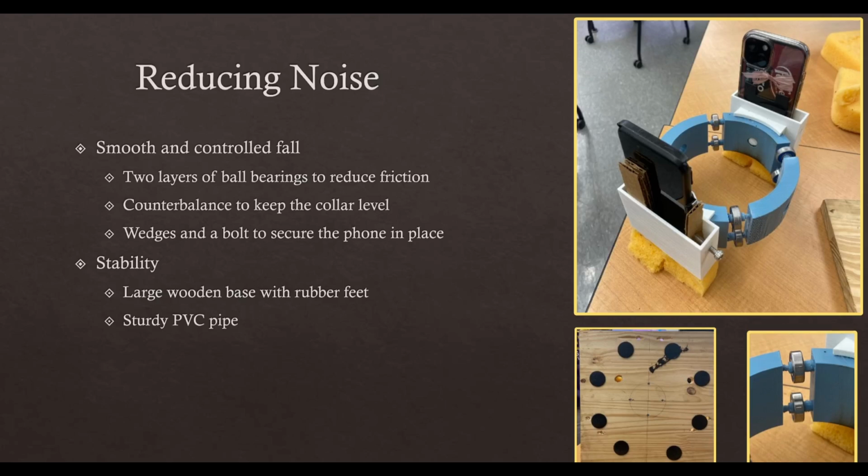And finally, to reduce any noise that would arise from the phone shaking or bouncing as it descended the tower, we use cardboard wedges and a bolt on the side of our phone holder. These act to add pressure and secure the phone in place so it doesn't move. The tower itself also helps to reduce noise by reducing any shaking that could occur, and rubber feet were also added to the base, which prevent any slipping that might occur with the actual apparatus.